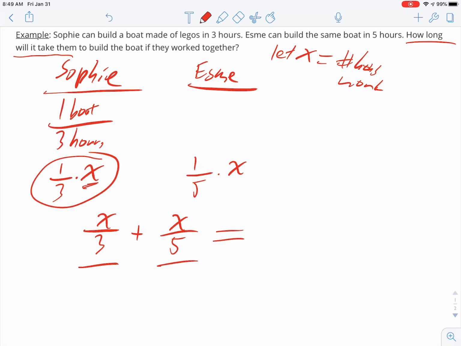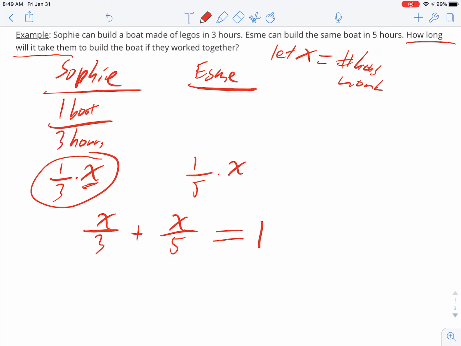So Sophie's boats plus Esme's boats. And what we want to know, and here's the key, is for what value of X, in other words, for what number of hours, will they complete the job? Well, the job is building one boat. So for what value of X will the number of boats built be 1? So Sophie's boats plus Esme's boats should equal 1. We're trying to solve that for X.